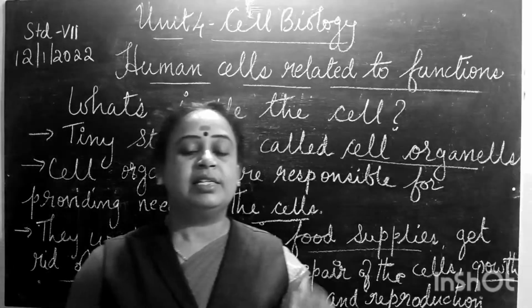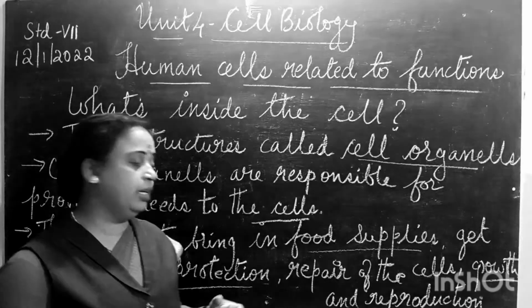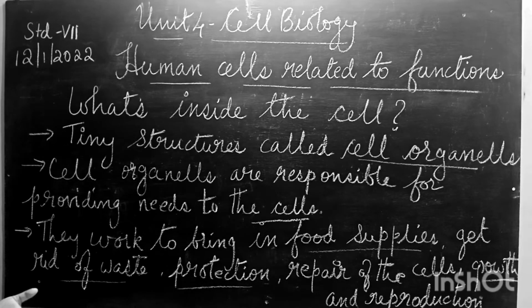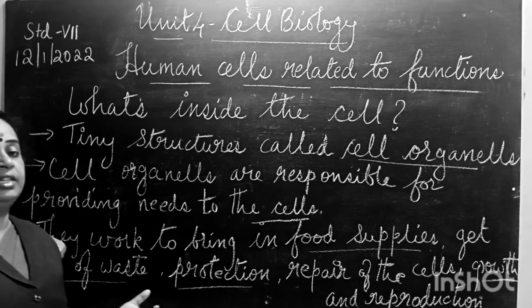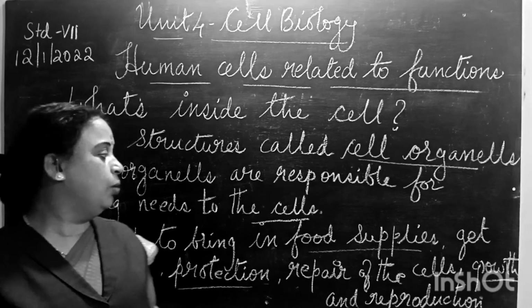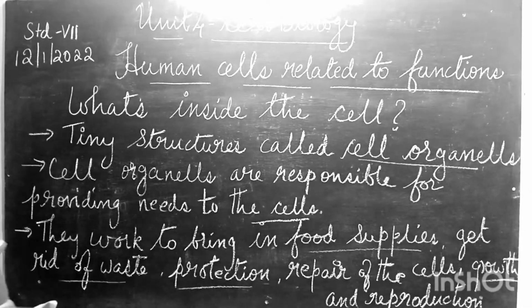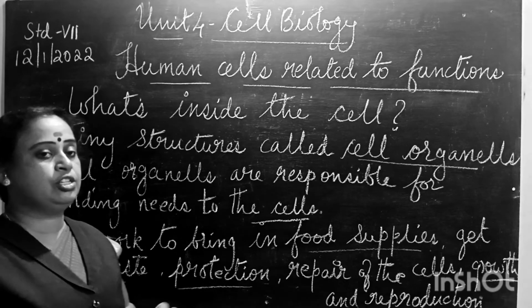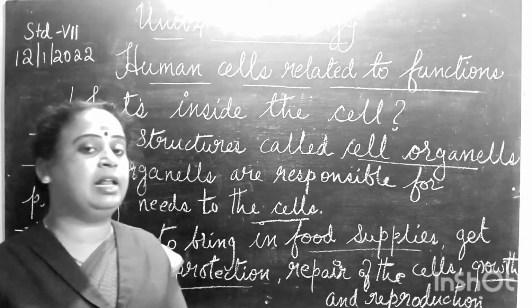Likewise, cell reproduction, cell growth, cell repair, cell protection, supply of food and nutrients, and getting rid of waste particles present inside the cell, which are excreted out. All these functions are done by the cell organelles. Whatever requirements there are for the cells are given by the cell organelles. If any of these cell organelles does not function properly, then the cell will die.